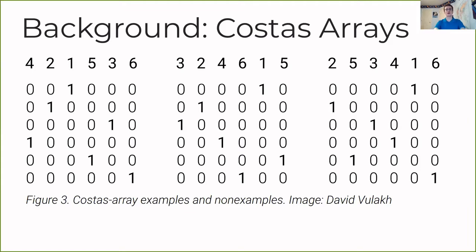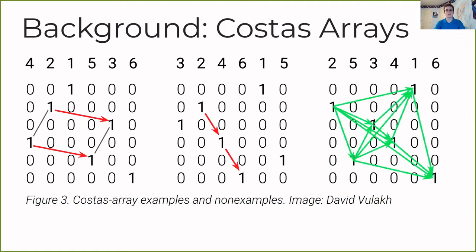Looking at the leftmost matrix on the screen, we can see that there is a parallelogram and a pair of equal displacement vectors. So this matrix is not a Costas array. The second matrix likewise has a degenerate parallelogram in which two of the vertices coincide and a pair of equal displacement vectors. So this matrix also is not a Costas array. The rightmost matrix, however, has no equal displacement vectors and no parallelograms, so it is in fact a Costas array.